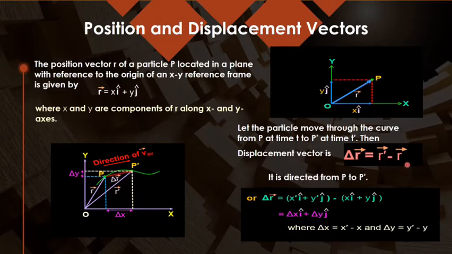Now again, if I want to write this in the component form, then of course the value for r dash is x dash i cap plus y dash j cap, while for r it is x i cap plus y j cap. So x dash minus x can be written as delta x, and y dash minus y can be written as delta y. So I can write delta r, the displacement vector, as delta x i cap plus delta y j cap.